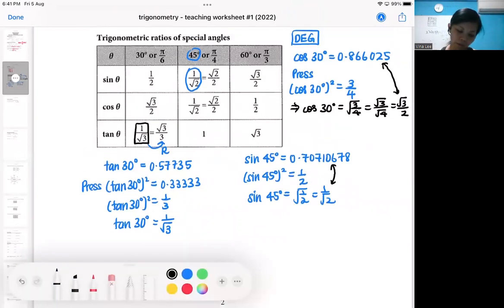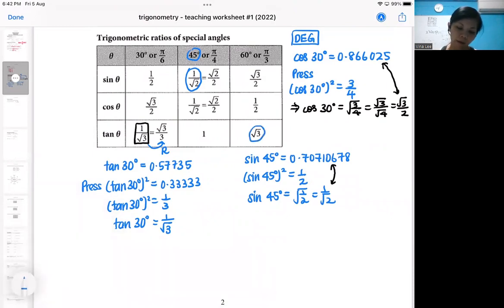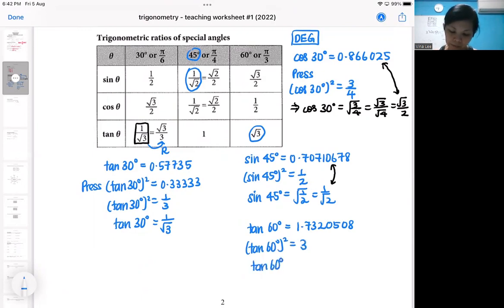Okay, so another one, for example, is tangent 60. So tangent 60 will give you 1.7320508. So how on earth will you know that that is a √3? So you punch the square on your calculator, it will give you a 3. And you take the square root manually. And that's how I get the √3. So that means I use the calculator to help me.